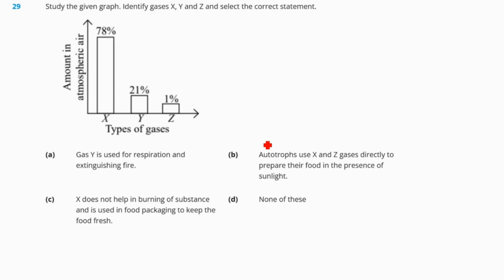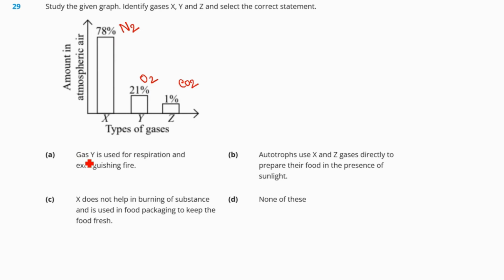Question number 29. Study the given graph, identify gases X, Y, and Z, and select the correct statement. So X is having 70% of the atmospheric air, Y is 21, Z is 1%. So from here you can understand that X is nitrogen, Y is oxygen, and Z is CO2. Let's see.